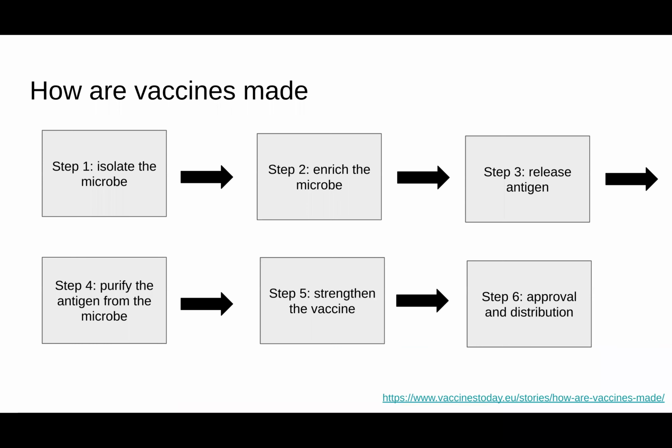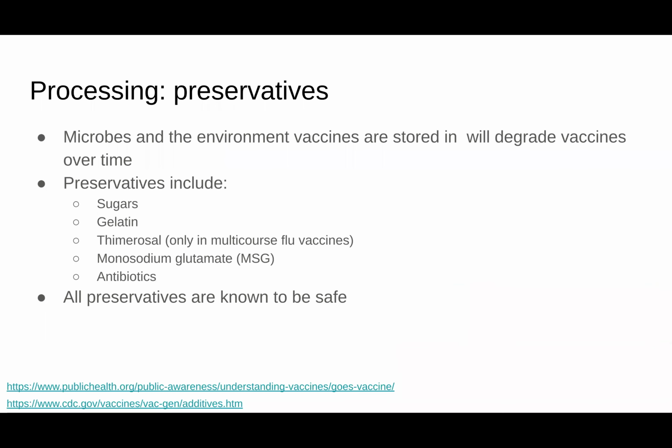And then, as I mentioned, step 6 is approval and distribution. There's a lot of stuff that goes into that. But one of the important things, in terms of processing a vaccine, is preservatives. Microbes and the environment vaccines are stored in will degrade a vaccine over time. And microbes will eat anything. They really will. They'll eat a vaccine. They'll eat your dead body. They'll eat leaves. They'll eat your dresser. They'll eat anything. And so we have preservatives, as we do with our food, to make sure microbes don't eat the vaccine, and the vaccine doesn't degrade, say, if it's left out of the fridge.